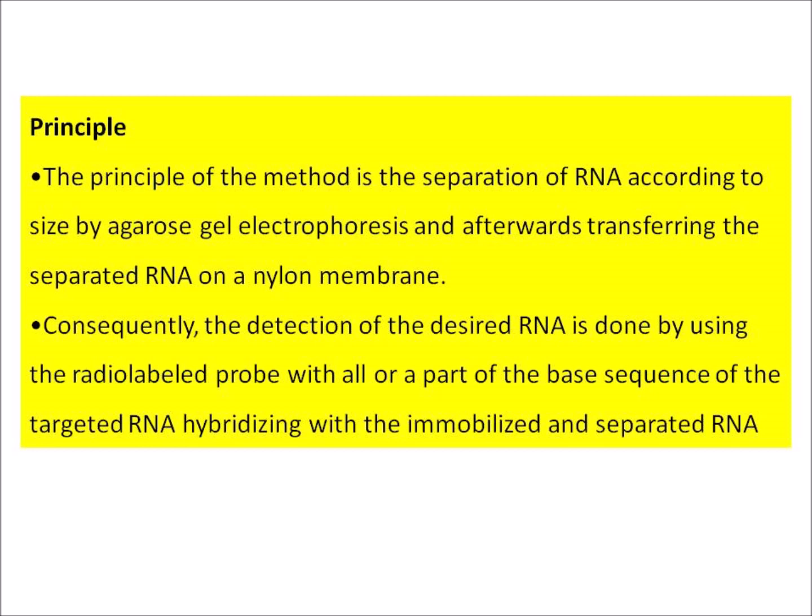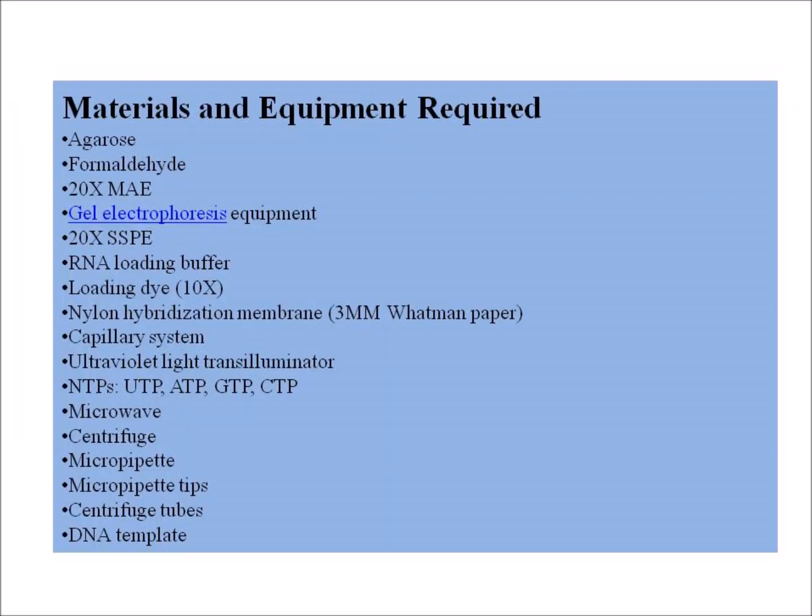The principle of the method is the separation of RNA according to size by agarose gel electrophoresis and afterwards transferring the separated RNA onto a nylon membrane. Consequently, the detection of the desired RNA is done by using a radio-labeled probe with all or a part of the base sequence of the targeted RNA, hybridizing with the immobilized and separated RNA. These are the materials and equipment required for Northern blotting.